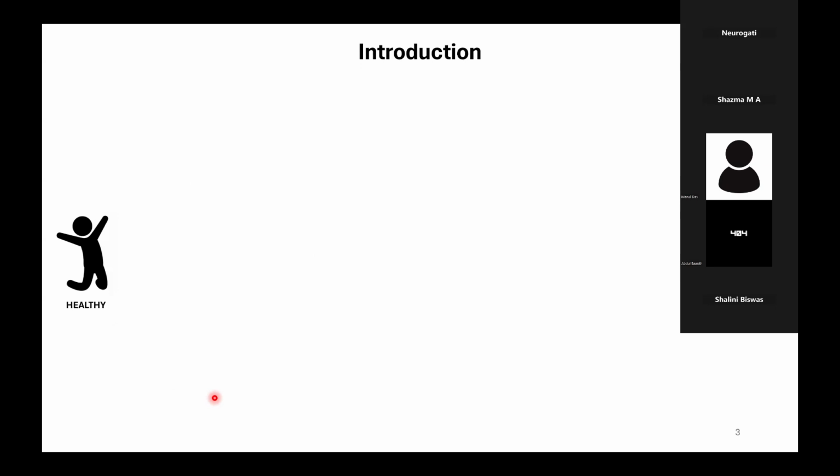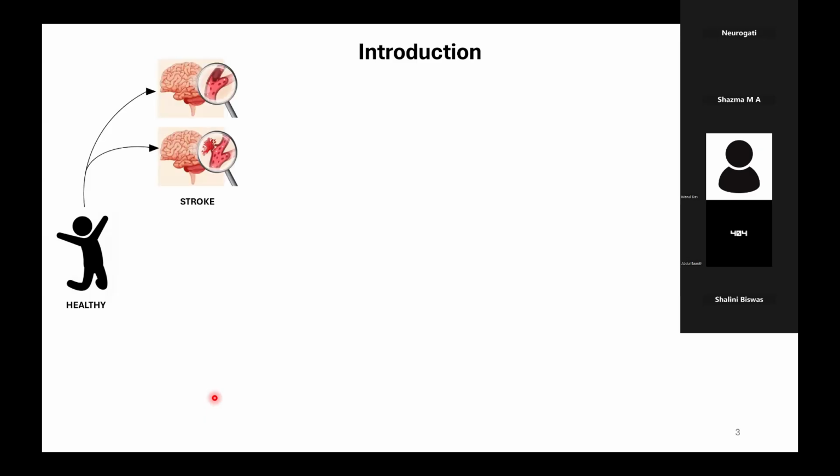So first, a brief introduction of what is a stroke. A healthy person can be affected with a stroke due to either a blockage or a rupture in one of the blood vessels supplying a part of the brain. The result of this is the neurons which were previously supplied by that blood vessel die. Because of this, the functionality that was governed by those cells is lost, and the most common issue that is left over after a stroke is a disability. And this is most commonly manifested in the upper extremity.